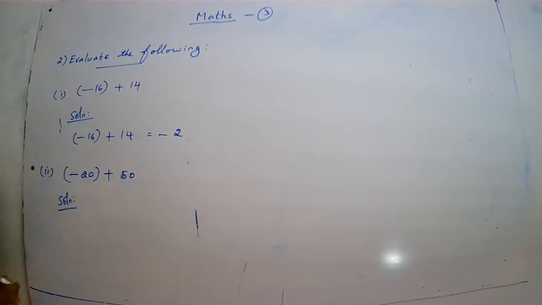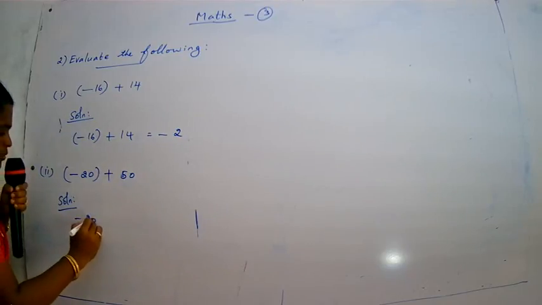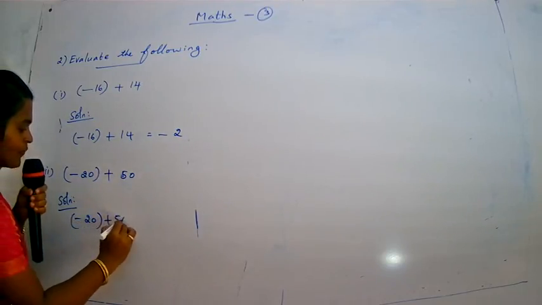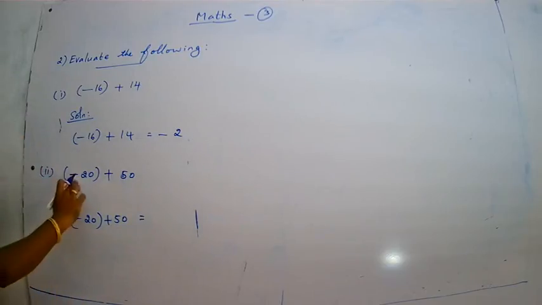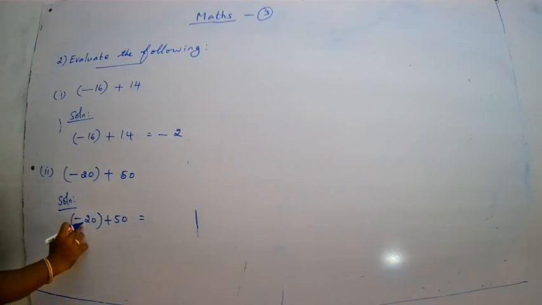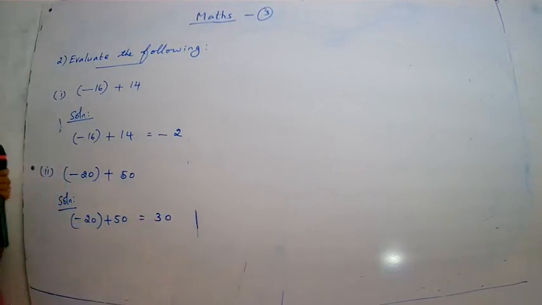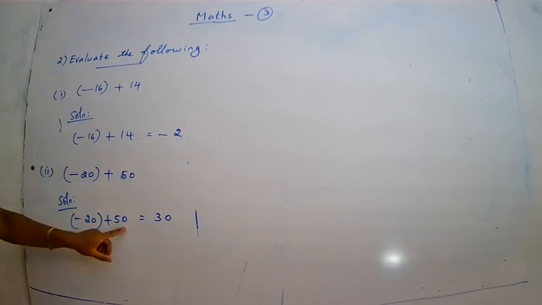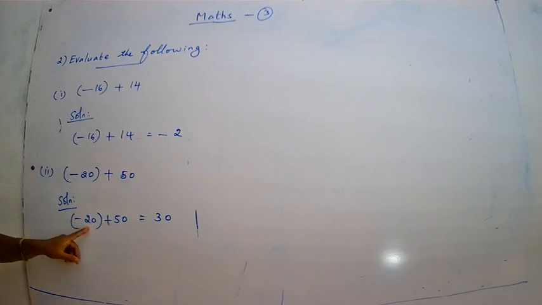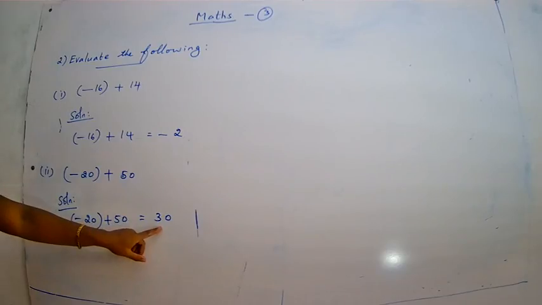Now, minus 20 plus 50. What is the answer? These have different signs, so we find the difference. 50 minus 20 is equal to 30. Different signs means always subtract the smaller number from the bigger number. Here the bigger number is 50, the smaller number is 20. Therefore 50 minus 20 is 30.